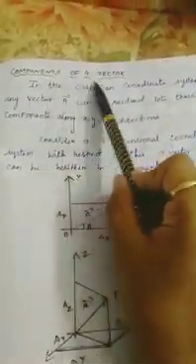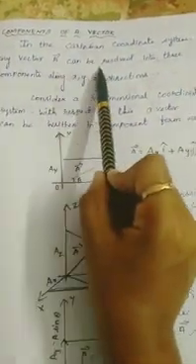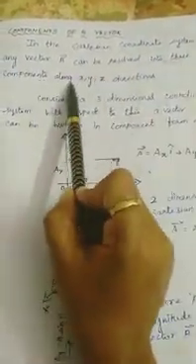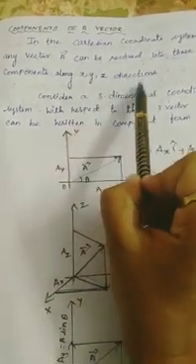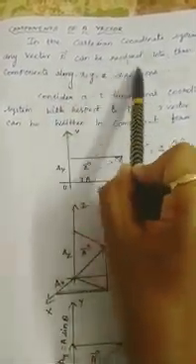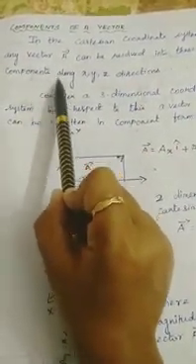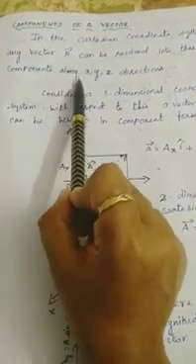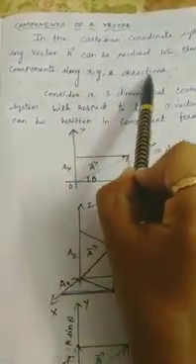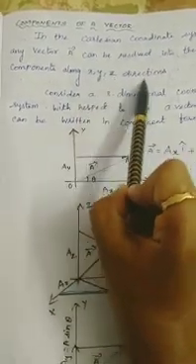Let us see components of a vector. Components of a vector is a very important topic. First, in the Cartesian coordinate system, any vector A can be resolved into three components along the x, y, z directions. So if I take A vector, it can be resolved into three components, i, j, k, along the x, y, z directions.